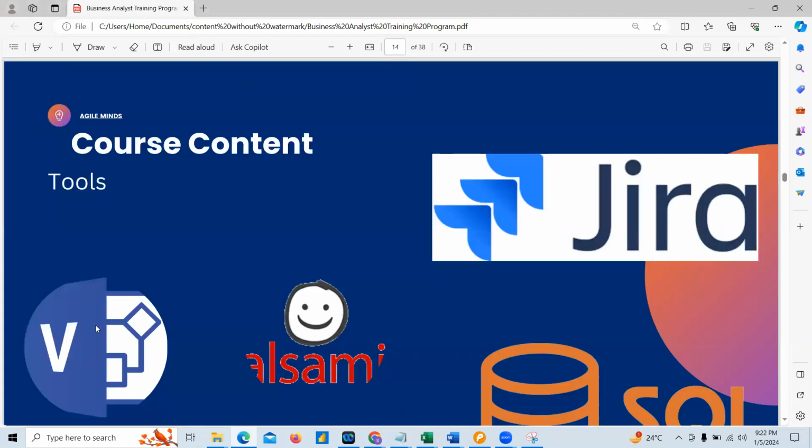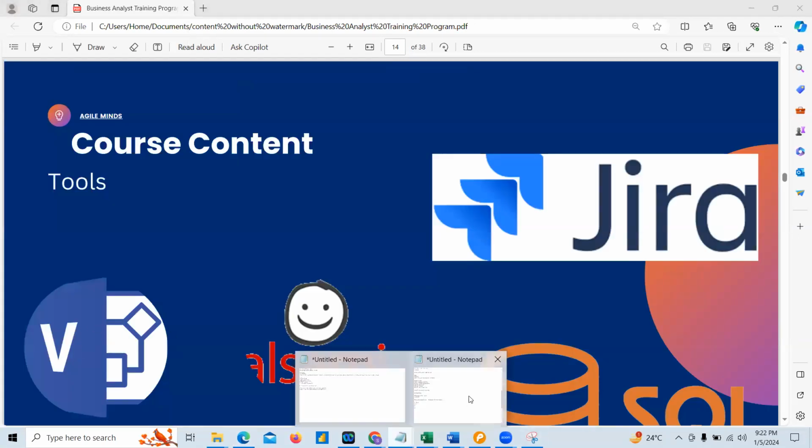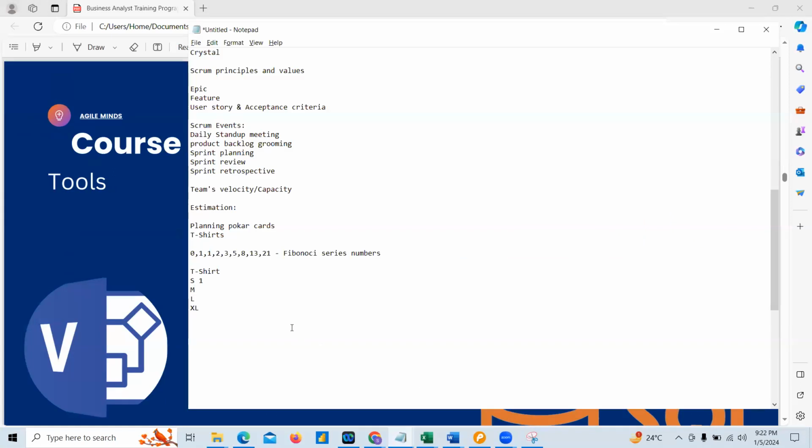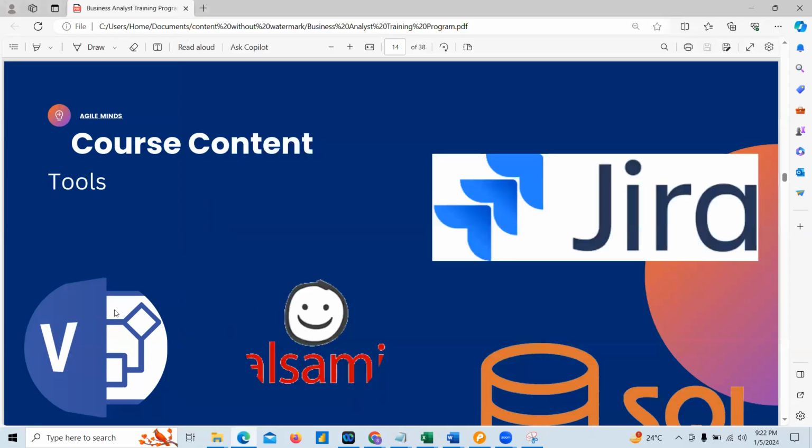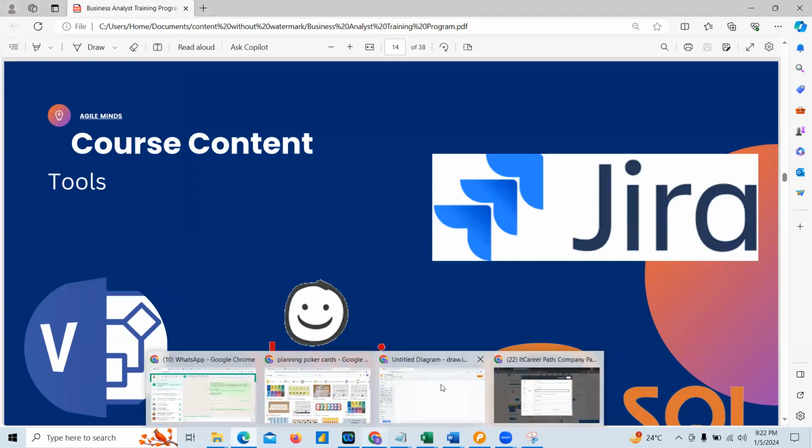First, MS Visio. Why do we use MS Visio? We use MS Visio for flow diagrams, business process diagrams, use case diagrams, swim lane diagrams. For all those things, we use MS Visio. MS Visio actually is a paid tool, so we use some free, open tool. Let me show you that.